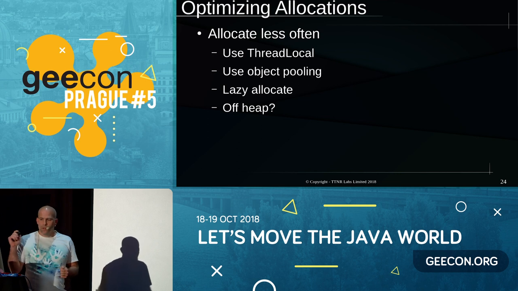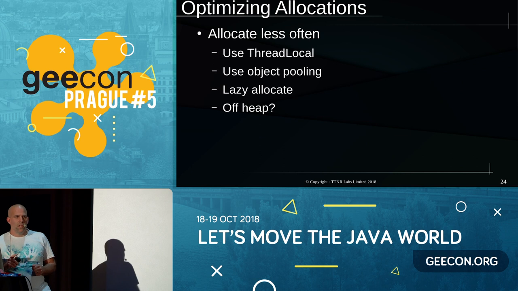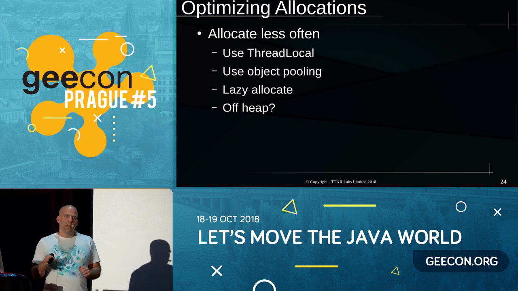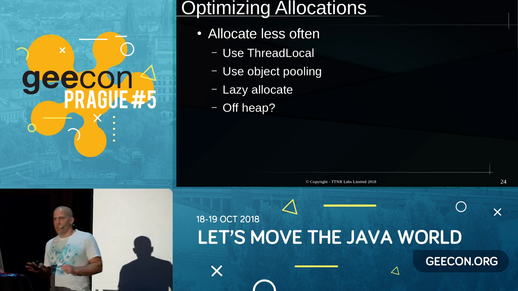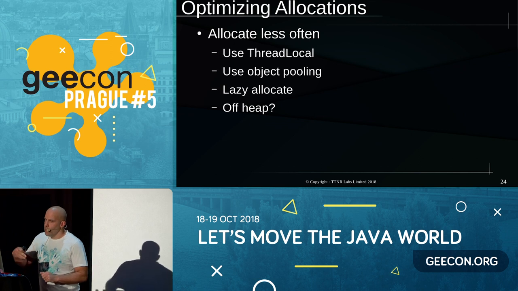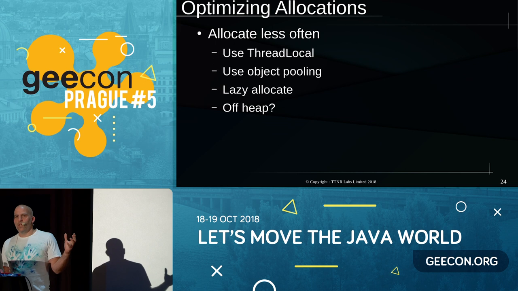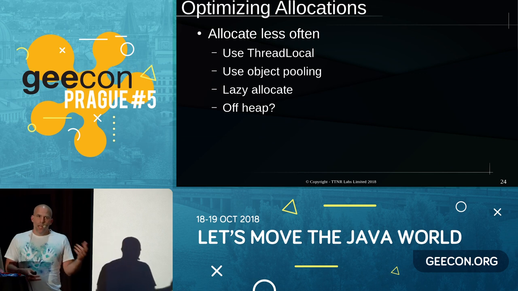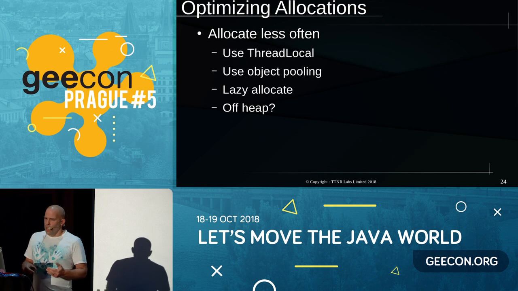Finally, you can go off heap. Going off heap is a very exotic kind of option. It's usually hugely expensive and not appropriate for many, many projects. But if you have some kind of large collection that would make sense to take off the heap and iterate over off the heap, it can work out. It's kind of an extreme solution.